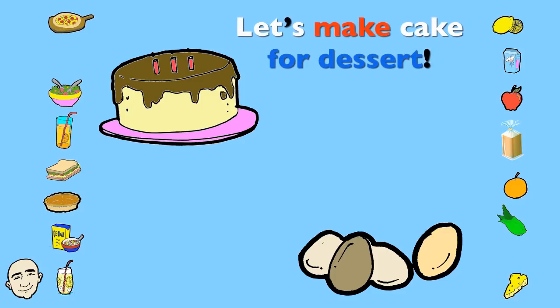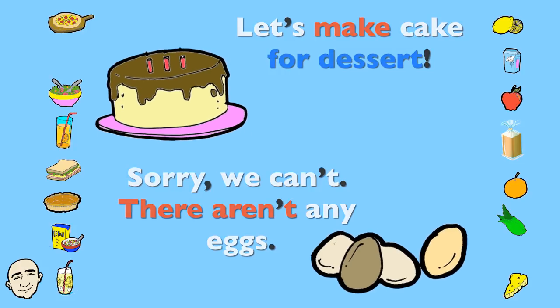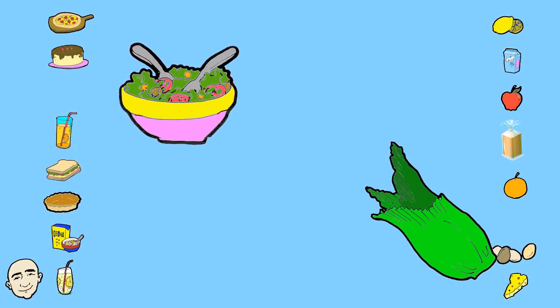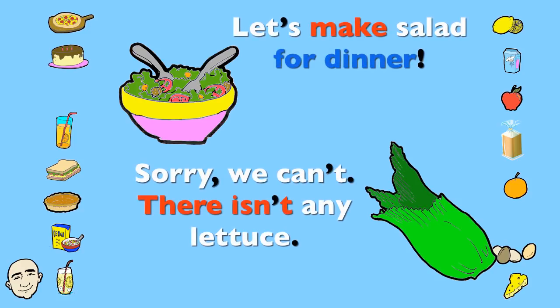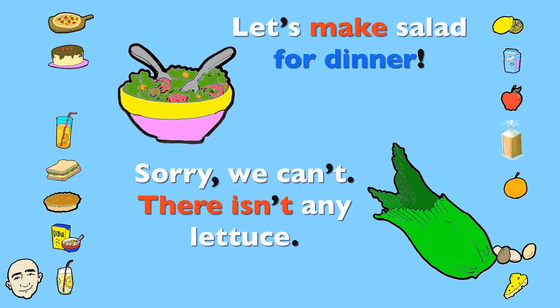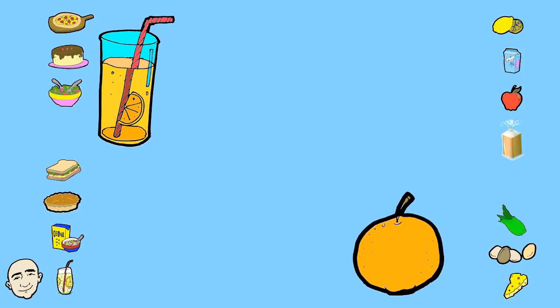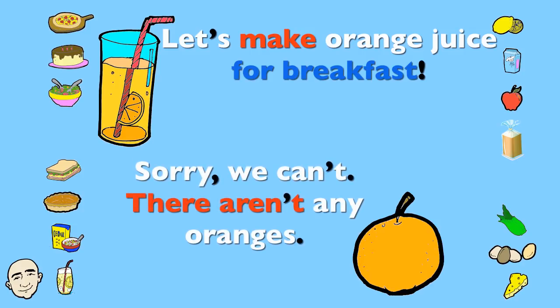Let's make cake for dessert. Sorry, we can't. There aren't any eggs. Let's make salad for dinner. Sorry, we can't. There isn't any lettuce. Let's make orange juice for breakfast. Sorry, we can't. There aren't any oranges.